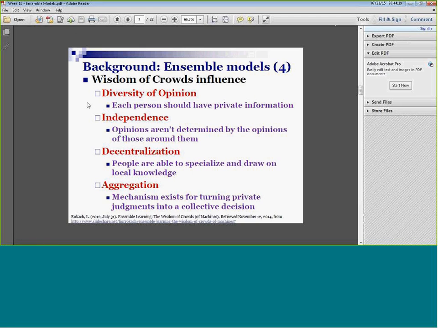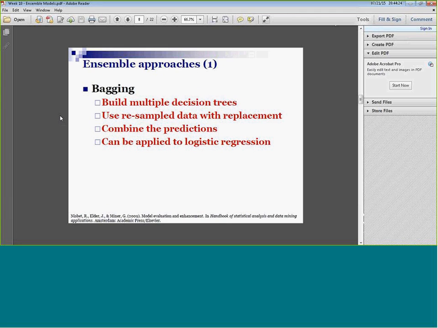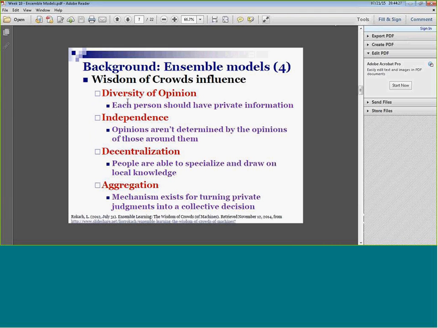So what has all this got to do with ensemble models? Well, we can do the same kind of thing. In fact, in Dean Abbott's book, he talks about how each ensemble model is really a diverse opinion. It's a different answer. Each model is certainly independent. The models don't look at each other and say, I'm going to do what you did. They're certainly decentralized because they're built by people and they may use different techniques. And then there's a way of aggregating. Of course, right in SAS Enterprise Miner, there are 4 ways of aggregating ensemble models. We'll talk about those briefly.